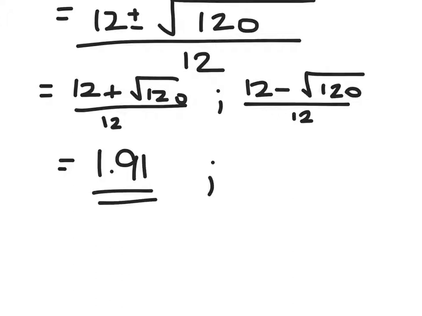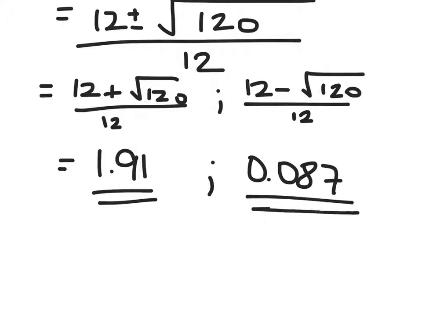And the second one, you're going to do 12 minus the square root of 120 and then you get an answer, and then you divide that by 12. And that's going to give you 0.087. Okay? And now what you have there are your x-intercepts. So just follow that procedure carefully.